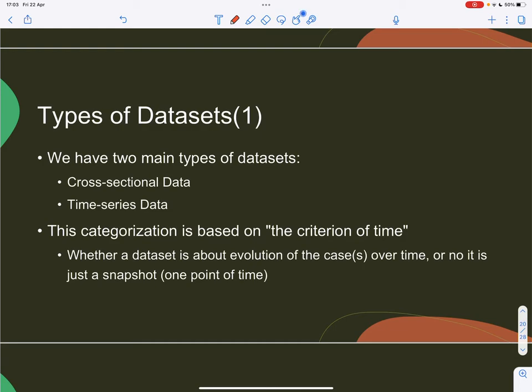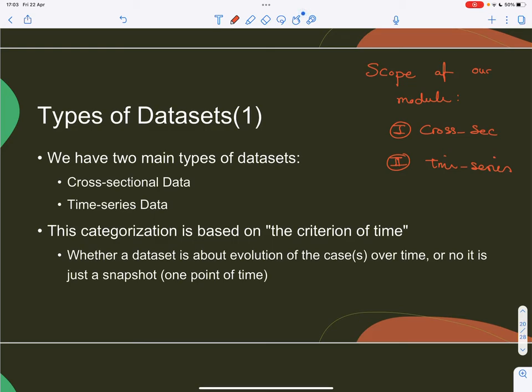The types of datasets. So we talked about types of variables. What about types of datasets? Well, we have two main types of datasets: cross-sectional and time series. So in the scope of our module, we have two main datasets: cross-sectional and time series. Let's go and define them.